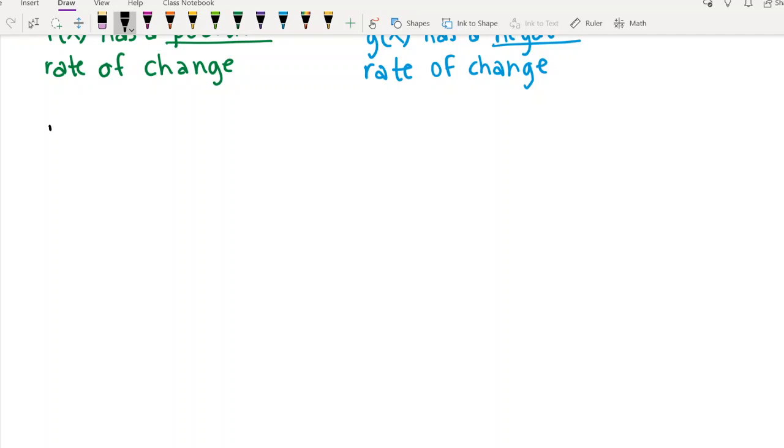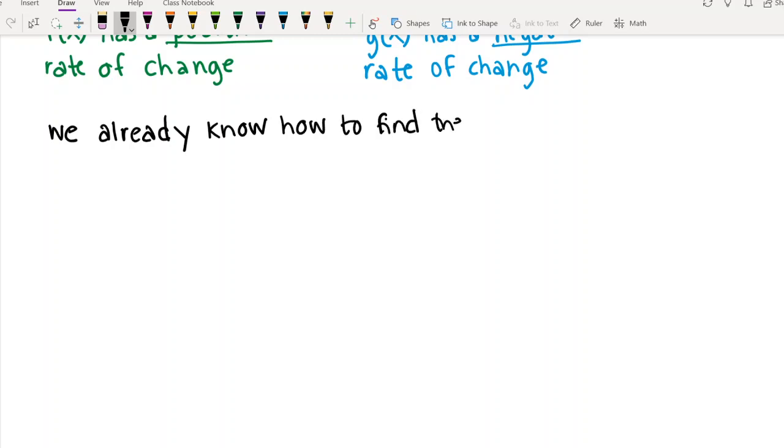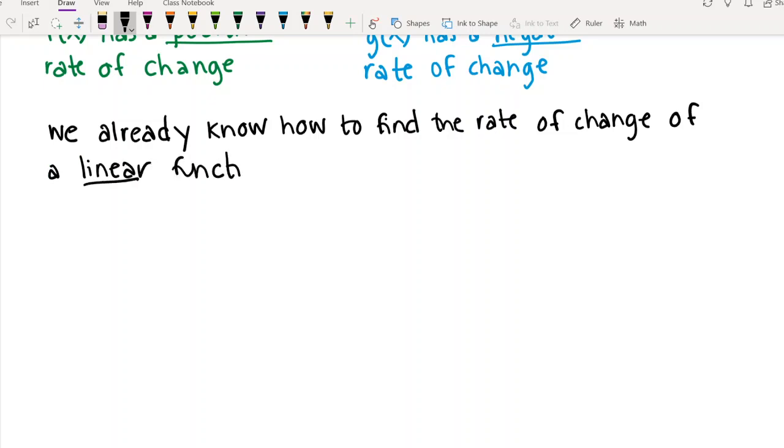So I want to talk about a specific type of function for a moment. We already know how to calculate exactly what the rate of change is for a specific type of function. We already know how to find the rate of change of a linear function. By linear function, I mean something like f of x equals mx plus b.